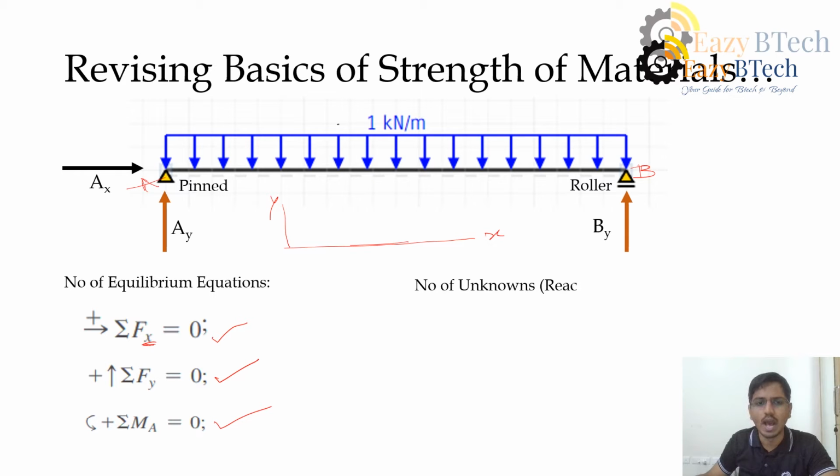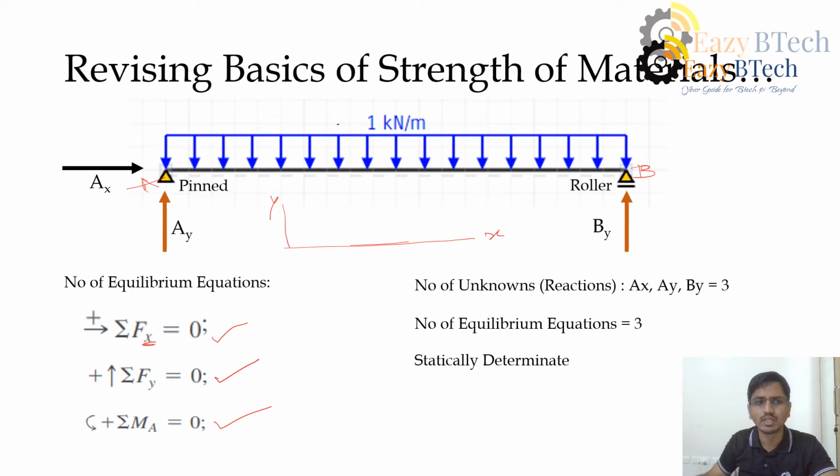Now, I know the number of reactions, and I know the number of equilibrium equations. Can I find out the reactions here? Yes, I can easily find them. I don't need any additional help to find these reactions. So these types of beams, where we can easily find the reactions without any additional equations, are known as statically determinate beams.